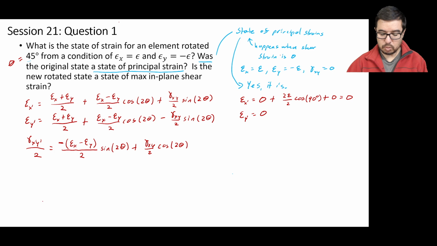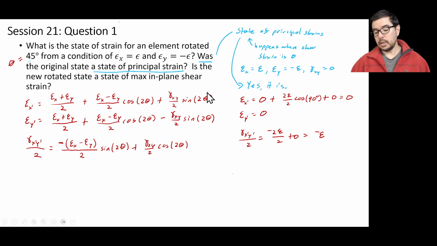When we come down to gamma x prime y prime over 2, we can also see that this component will be equal to 0. But for this component, sine of 2 theta is sine of 90, that's 1, and we have epsilon minus negative epsilon, so that would be 2 epsilon, and then minus that, so minus 2 epsilon over 2 plus 0. That's going to give us a minus epsilon.